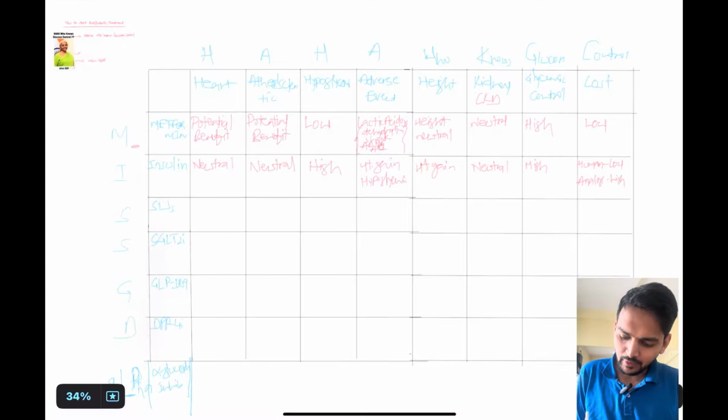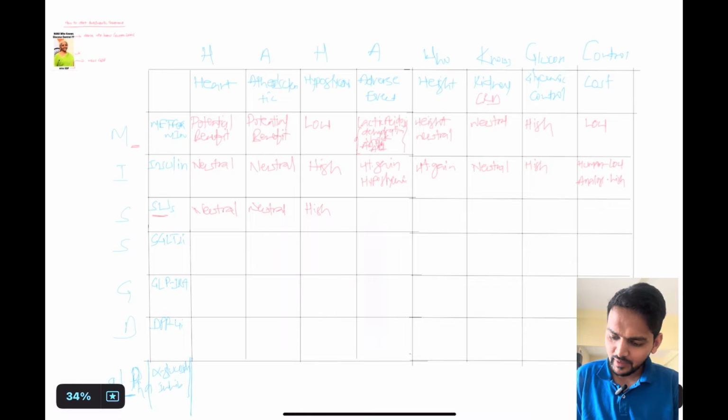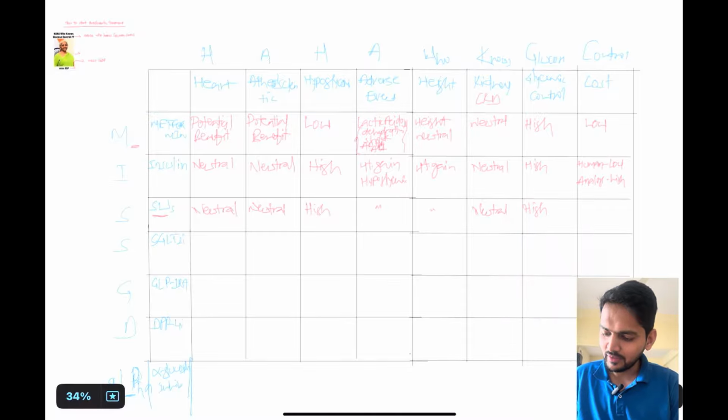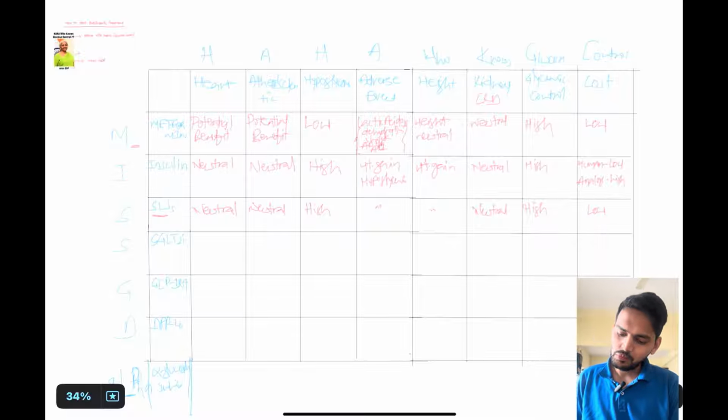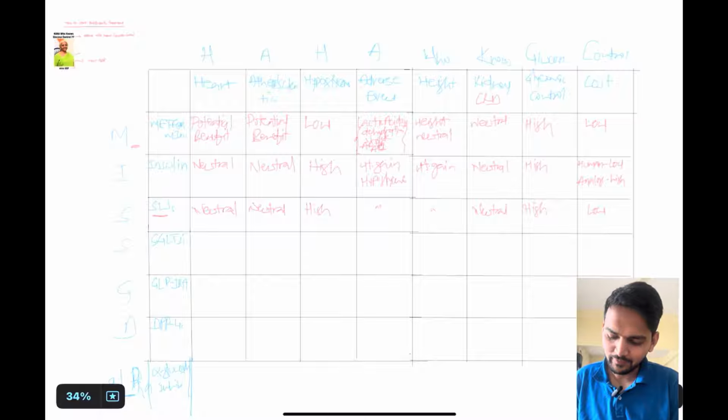Next one is sulfonylurea, one of the oldest medications in diabetic management. It has almost the same effects just like insulin. So when it comes to heart health, it has neutral effects. Atherosclerotic event prevention, neutral effects. Hypoglycemia risk is higher again. Adverse events are similar to insulin. Again, there are chances of weight gain. Kidney, neutral effects. Glucose lowering effect, yes, it is one of the efficient groups of drugs. Cost is very low. So these are the factors related to sulfonylurea, for example, glimepiride.